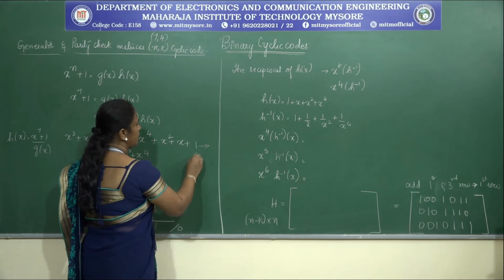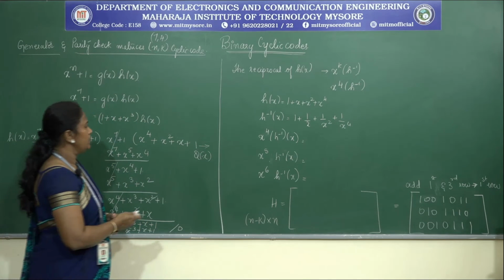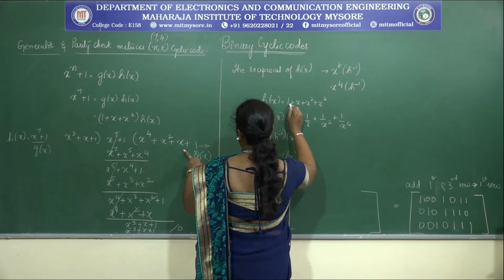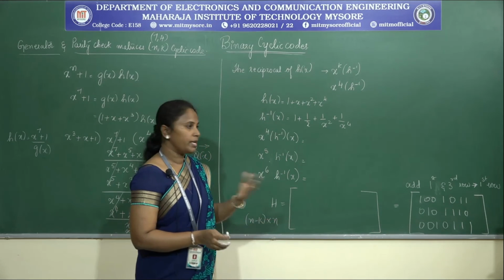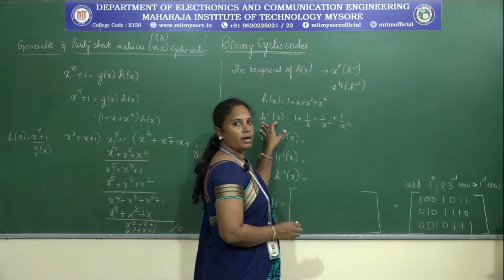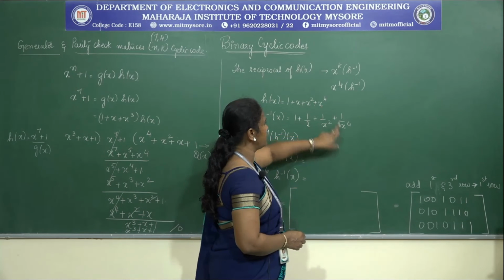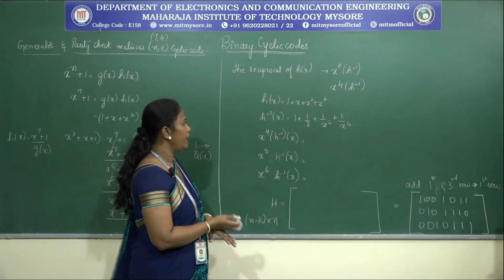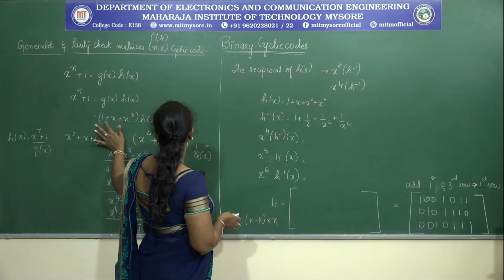So then consider your q of x, whatever we are going to get. So your h of x will be the last q of x, that is 1 plus x square plus x to the power of 4. So now take the reciprocal of your h of x. So it will be 1 plus 1 by x plus 1 by x square plus 1 by x to the power of 4.